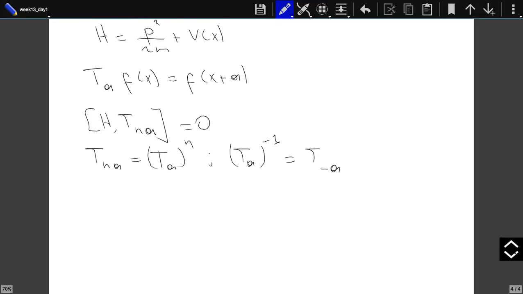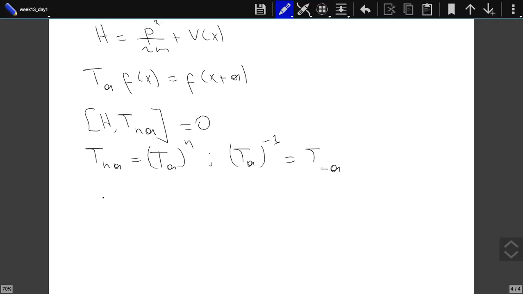Yes? So translation, when you shift x by A, in the lattice you move from one point to another, so when you take T to the minus 1, you just go in the other direction. And you translate by A this way. Okay, minus A is the opposite.